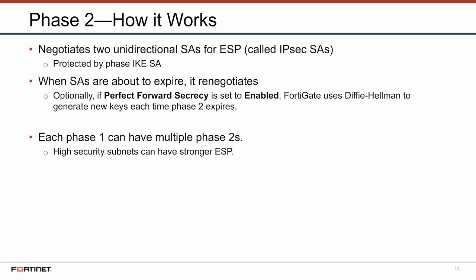Each Phase 1 can have multiple Phase 2s. When would this happen? For example, you may want to use different encryption keys for each subnet whose traffic is crossing the tunnel. How does FortiGate select which Phase 2 to use? By checking which quick mode selector the traffic matches.